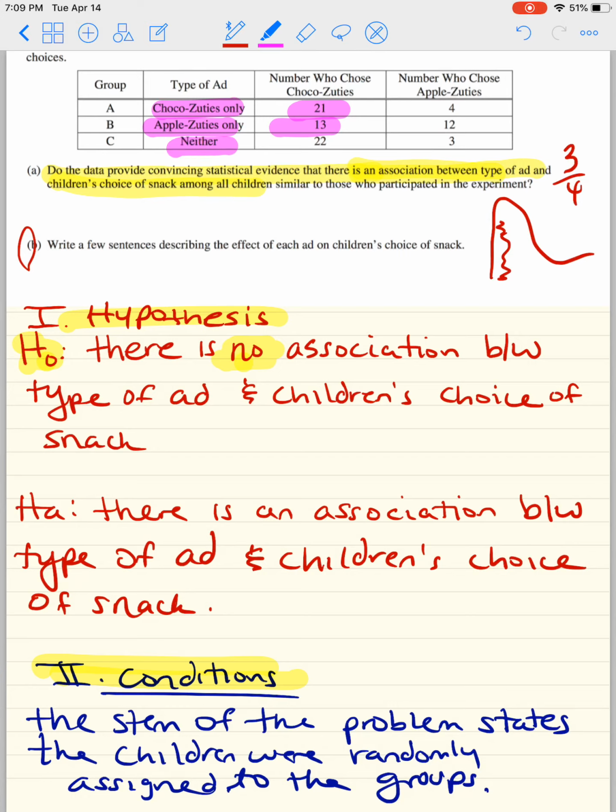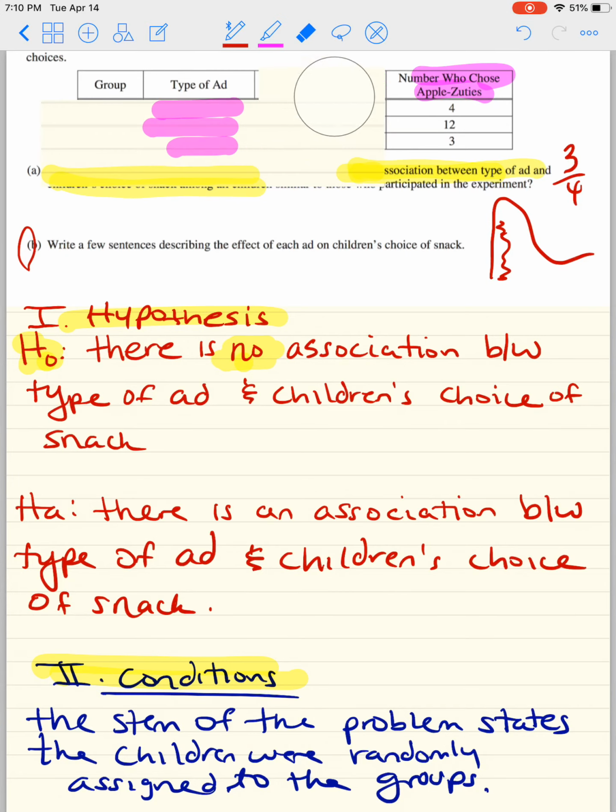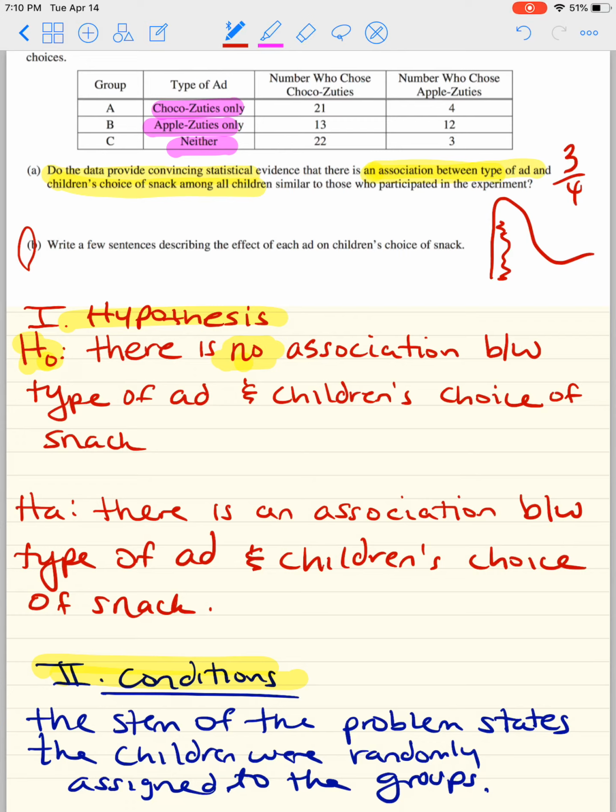And neither looks like 22 out of 25, and these are the number of people who chose Apple Zooty. These are the people who chose Choco Zooty, okay? I don't know who makes up these things. So let's take a look. When neither ad was viewed, so 22 out of 25, 22 is going to be 88%. 88% of the children chose Choco Zooty. So in other words, the kids like chocolate over apple, okay? So that's the first thing.